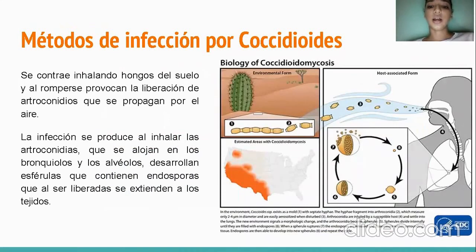It is contracted by inhaling fungi from the soil which, when broken, cause the release of arthroconidia that spread through the air. Infection occurs by inhaling arthroconidia, which are found in the bronchioles and alveoli, and develop spherules that contain endospores that, when released, spread to the tissues.